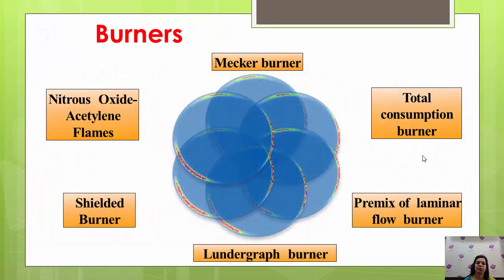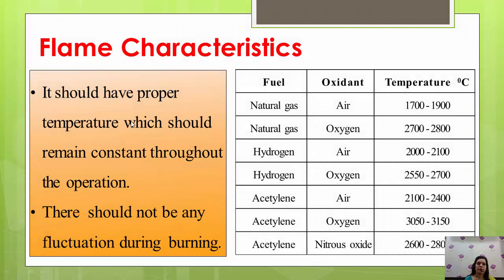The second component of your flame emission spectroscopic technique is the burner. There are different types of burner available: the Meker burner, that is the regular lab burner which we are using, total consumption burner, premix or laminar flow burner, Lundegardh burner, shielded burner, and nitrous oxide acetylene flames. Now, among these, which burner is suitable for my process? What characteristic of flame is expected from this burner? Can you guess which type of flame you want to have during your experiment?